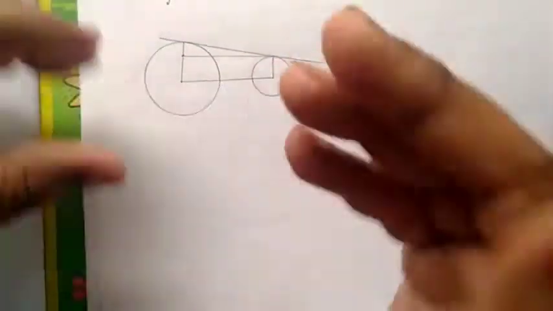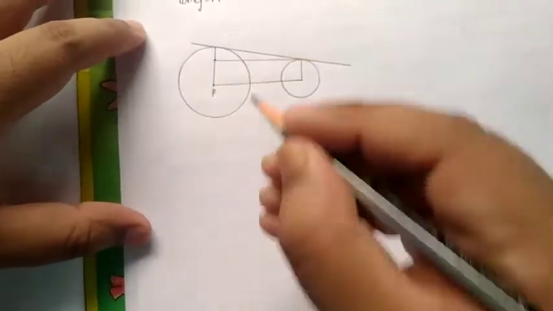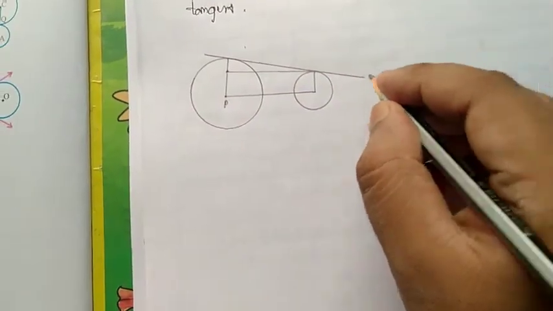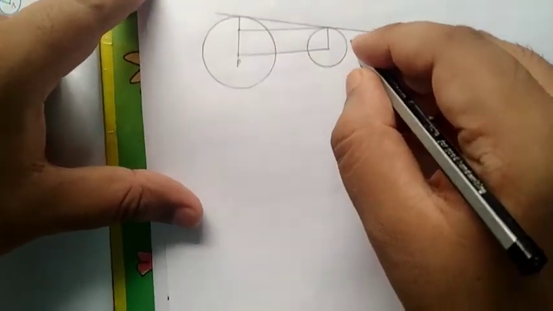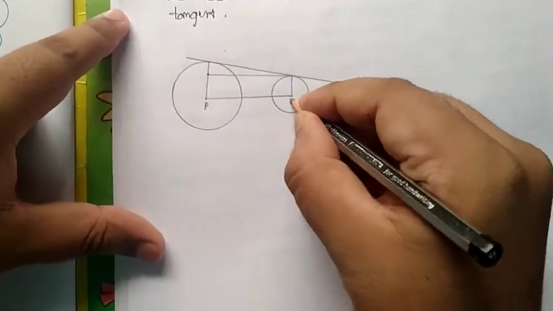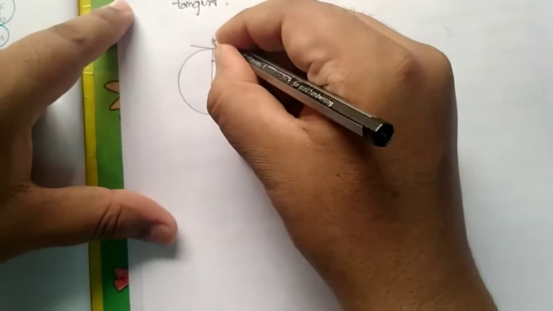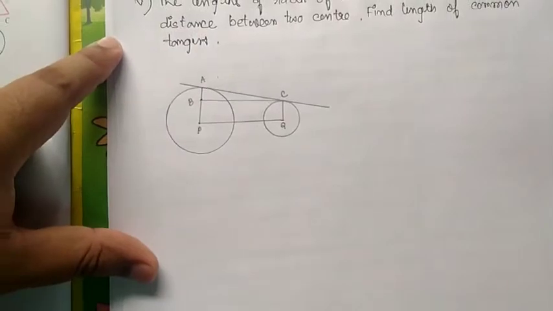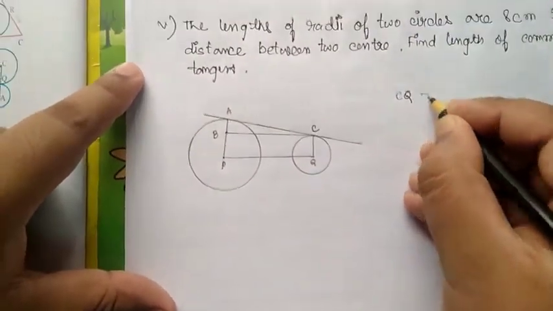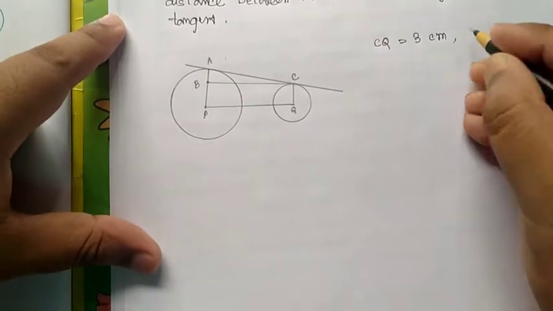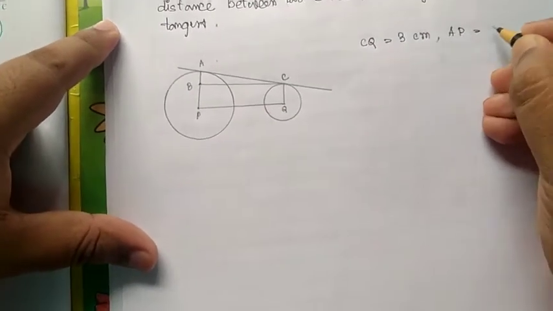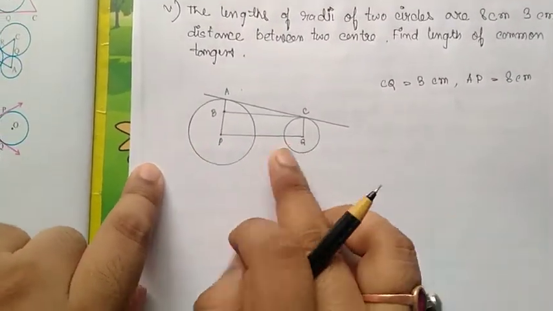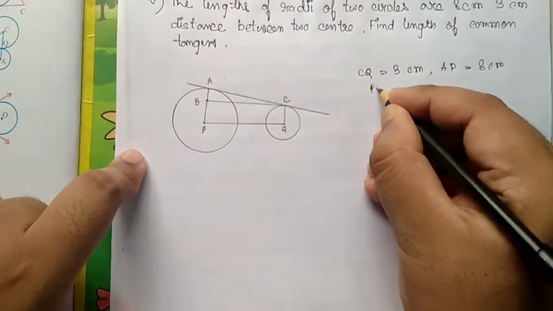Okay, now this is the smaller circle and this is the greater circle. The smaller circle with radius 3 centimeter and the larger circle with radius 8 centimeter. So this is A, this is B, this is C. So we're gonna say that CQ equal to 3 centimeter, AP equal to 8 centimeter, and given that the distance between these two centers is 13 centimeter, so therefore PQ equal to 13 centimeter.